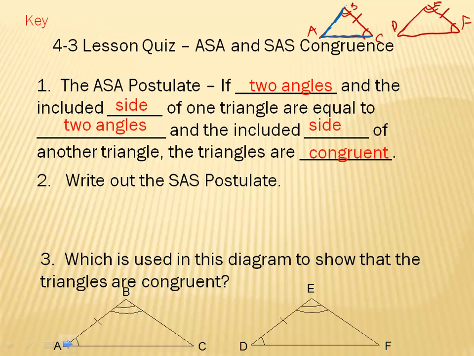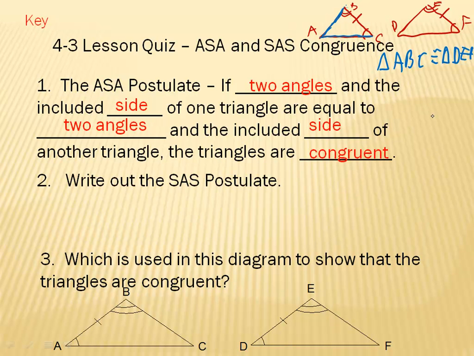Okay, so here it is, the ASA postulate. If two angles and the included side of one triangle are equal to two angles and the included side of another triangle, the triangles are congruent. So we could say here triangle ABC is congruent to triangle DEF. So we can make a congruent statement from that. All right, so that's one of them. So what does it mean to be the included side? That means that the angles are at the end points of that side. So it's like the side is in between those two angles. That's the included side. All right, so that's one of them, ASA, angle side angle.